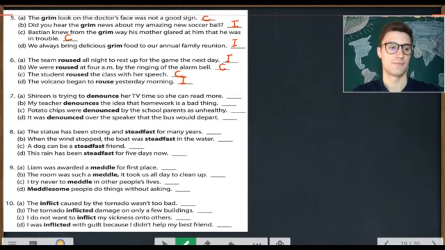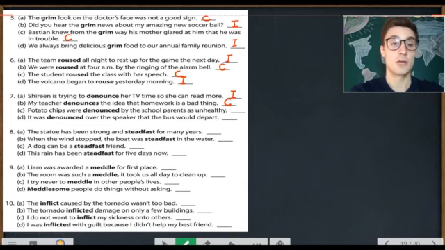7. 7a, right? Shireen is trying to denounce her TV time so she can read more. That's incorrect. B. My teacher denounces the idea that homework is a bad thing. She can speak against it, yes.